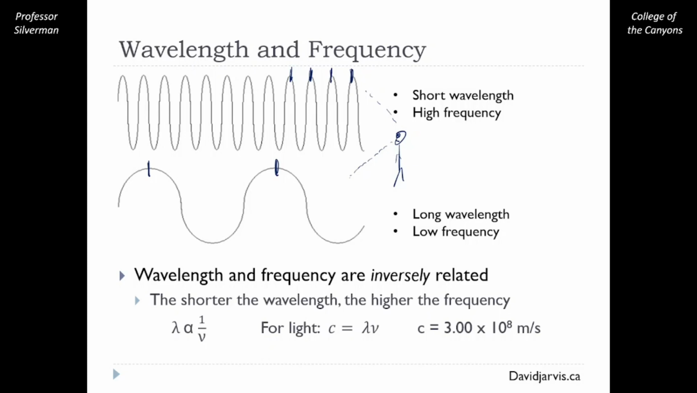This is our characteristic relationship. As the wavelength gets longer, our frequency has to get shorter. Or we can say that these are inversely proportional. They have the opposite trend.